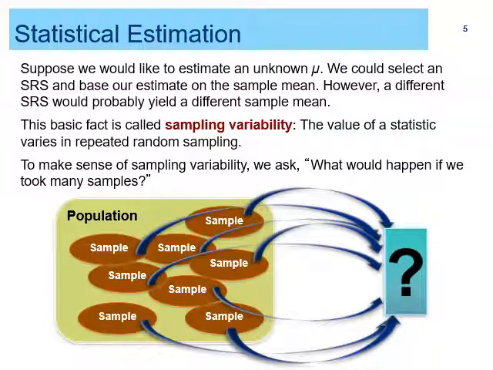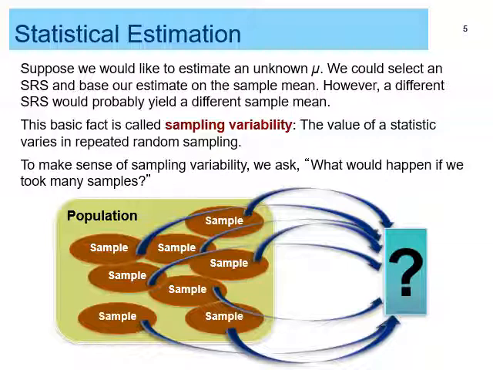Now, statistical estimation. Suppose we would like to estimate an unknown mu. We could select an SRS and base our estimate on the sample mean. However, a different SRS would probably yield a different sample mean. This basic fact is called sampling variability. What does this mean? When we talk about statistical estimation, we are talking about the sample, and here it says unknown mu. Mu is the population parameter.